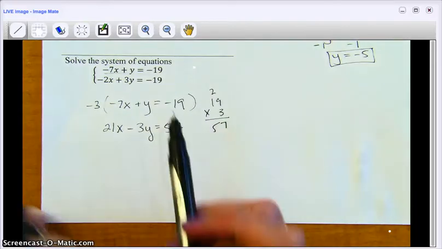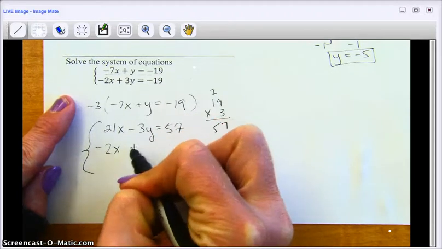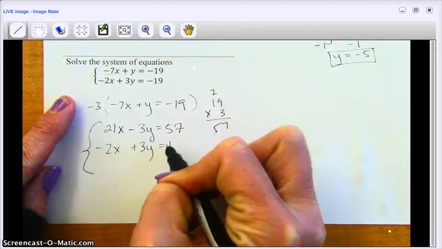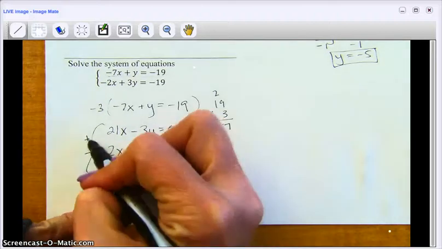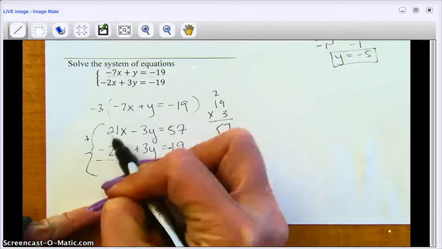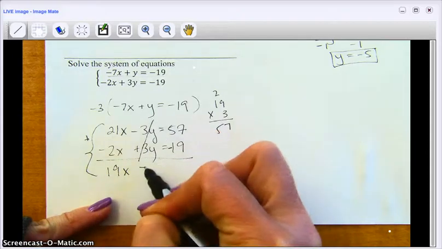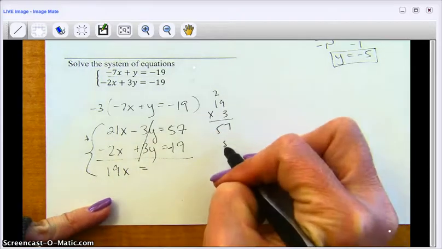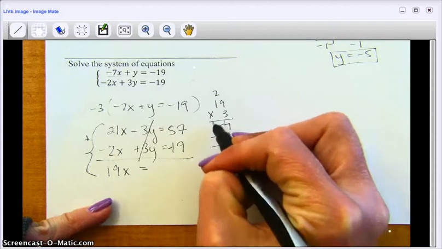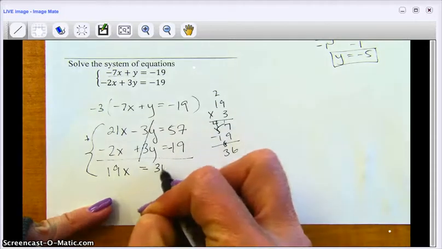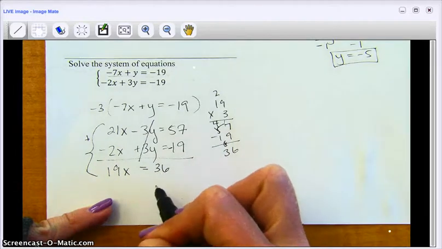Okay, so then I'm going to bring down my other equation. I don't need to do anything with it. Negative 2x plus 3y equals negative 19. Just making sure everything is lined up, and I'm going to add these two together. So this would be a 19x. These guys are going to cancel out, which is what we want. And then I do 57 minus 19. That's a 6, 4, 36. 36 is going to be, yeah, positive 36.